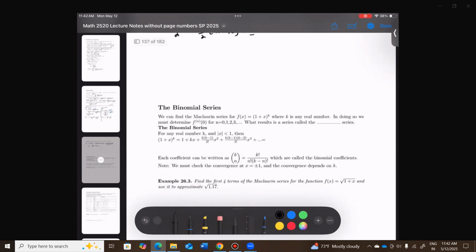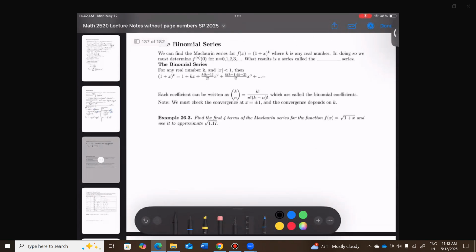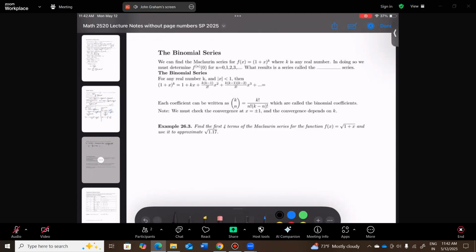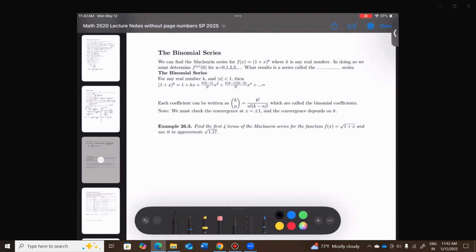For the binomial series, we can find the Maclaurin series for a function f of x equaling 1 plus x to the k, where k is any real number. In doing so, we must determine the nth derivative for n equals 0, 1, 2, and 3. And what we get from that is called a binomial series.